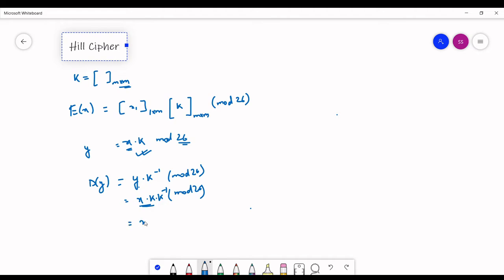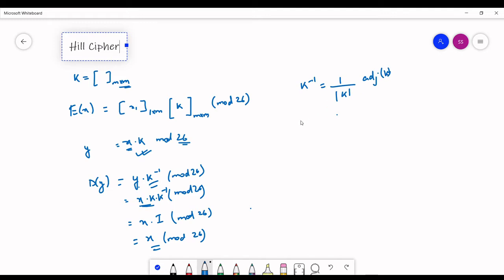So k into k inverse, you know that if you multiply a matrix by its inverse, you will get an identity matrix. And if you multiply a matrix with an identity matrix, you will get the same matrix. So I will get my x back after decryption. Here we are using k inverse, so I will tell you how to find this k inverse. The formula for finding k inverse is 1 upon determinant of k into adjoint of k.